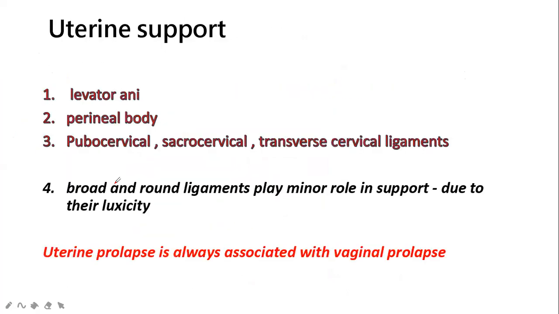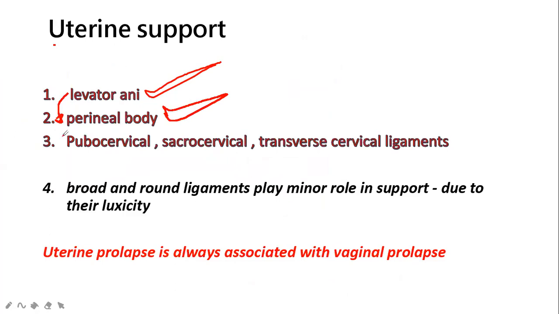So then the support of the uterus, right? The uterus needs support. The first support is the levator ani. We talked about this. That means tearing of this muscle leads to prolapse of the uterus, right? And then the perineal body. Why? Because the perineal body is the attachment or insertion of many of the muscles of the levator ani, right? That means if you paralyze that one, you also get prolapse of the uterus.